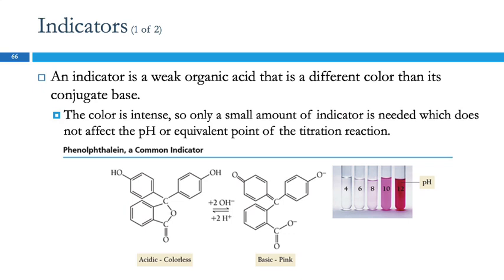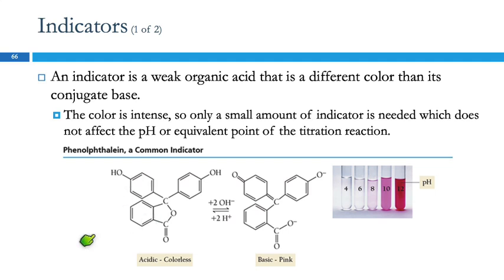So indicators are weak organic acids that have a different color than their conjugate base. And they have very intense colors, so you only need a little tiny bit. So when we use phenolphthalein, you're putting in like 2 or 3 drops of a 0.1% solution. So it's very, very little. We wouldn't want to have to add a lot because these are also weak acids, and so we don't want to be titrating them.